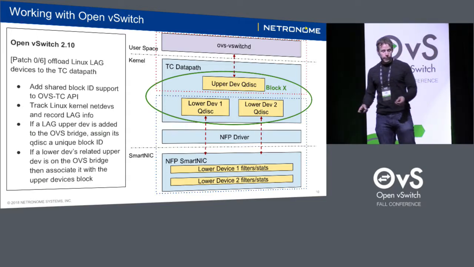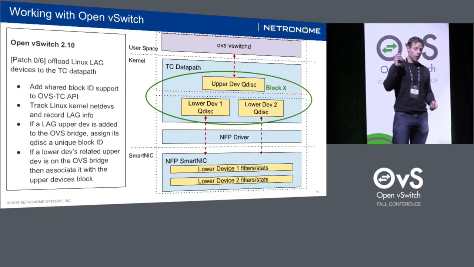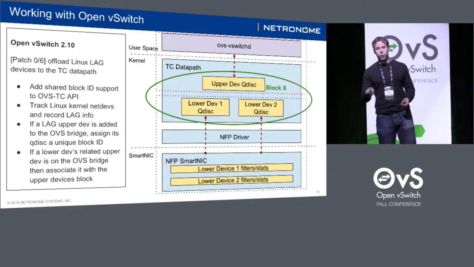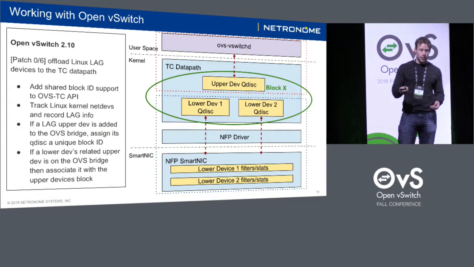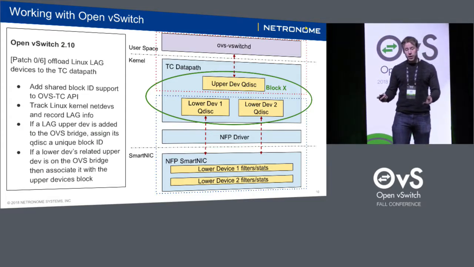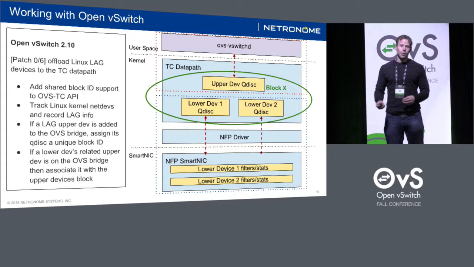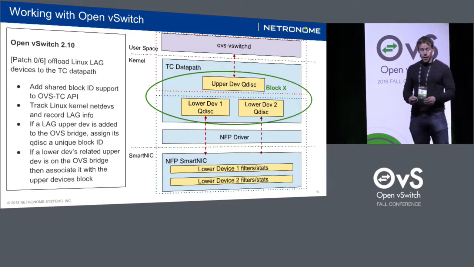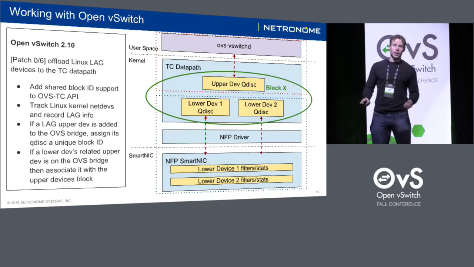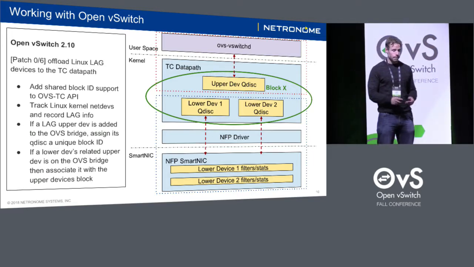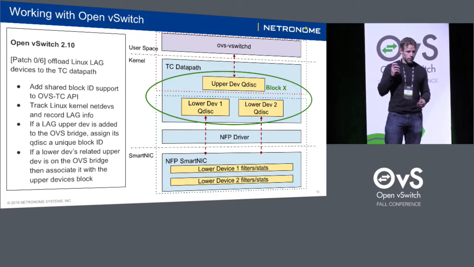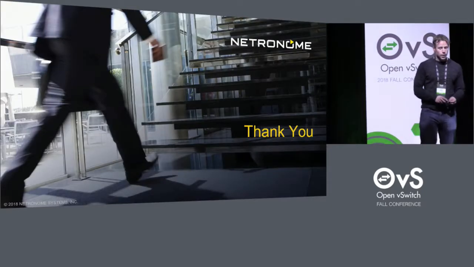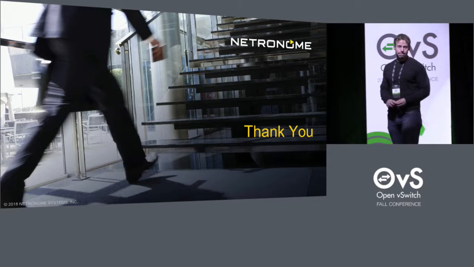Effectively, this is how we get our top level Open vSwitch bridge communicating with our SmartNIC through Linux lag devices with minimal changes, using what is already in the kernel, making minimal changes to some of the TC stuff, and minimal changes to the Open vSwitch TC API. And that is a summary of some of the work we've been doing this year.